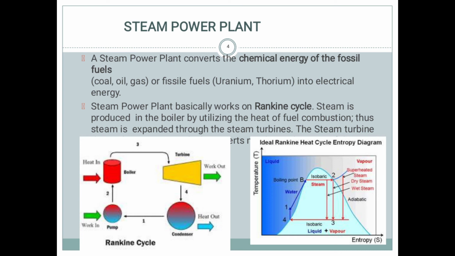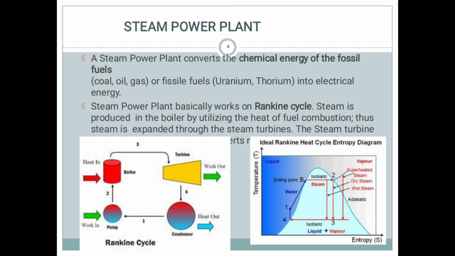And the steam is expanded in the turbine with a reversible adiabatic process. Here entropy is constant, S2 is equal to S3. The pressure gradually decreases and the temperature also gradually decreases from T2 to T3. In the third process, constant pressure heat rejection, the pressure and temperature are constant, that is T3 is equal to T4 and P3 is equal to P4.